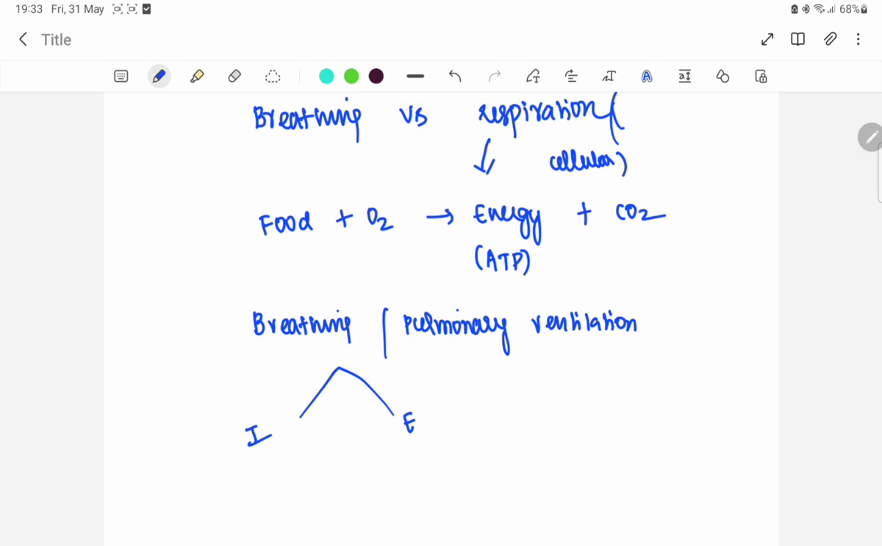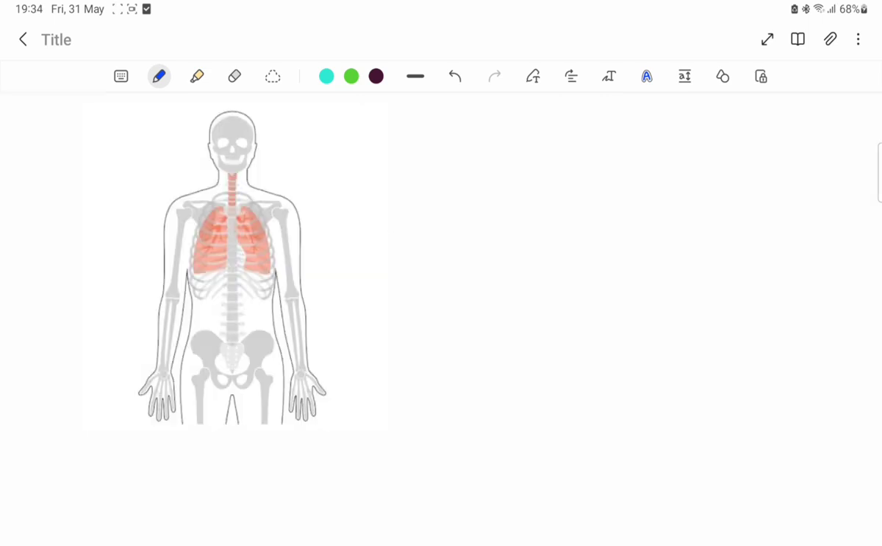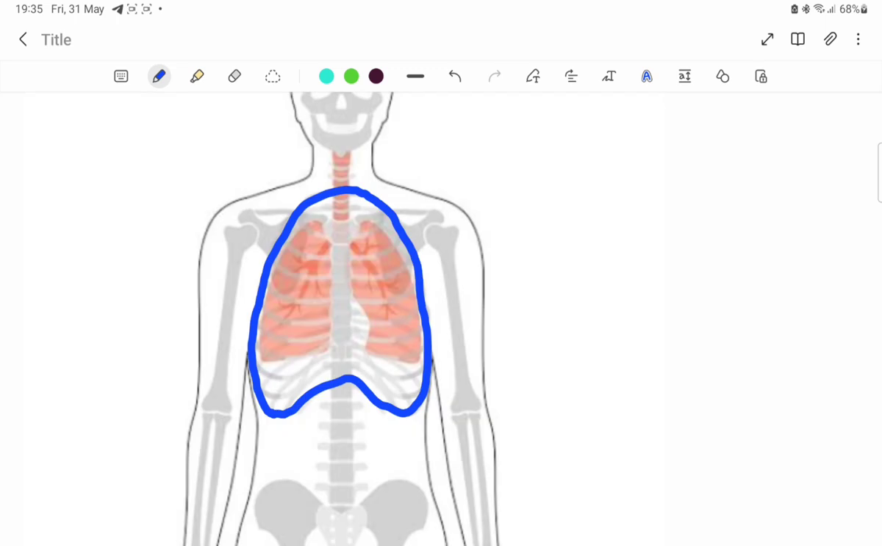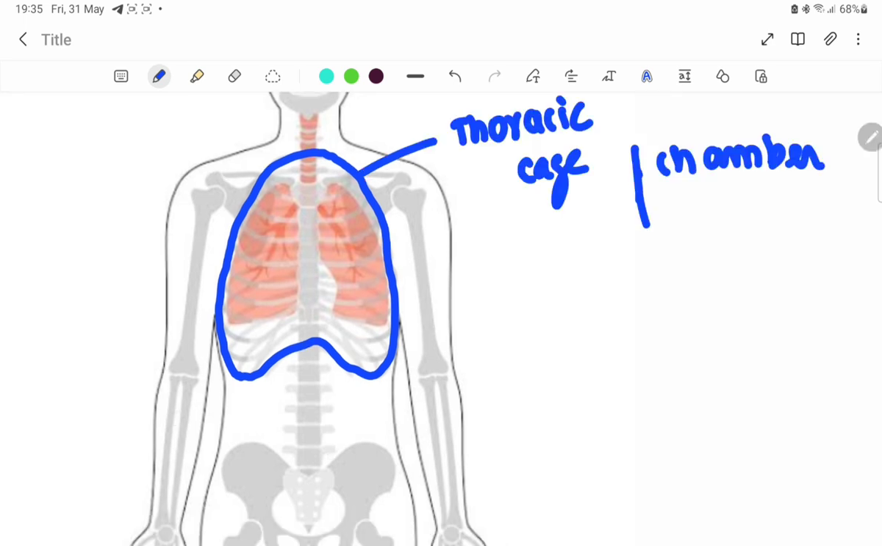Before we discuss the mechanism of breathing, we need to know what things are required for breathing. Before entering into the topic, we need to know some basic anatomy of the thoracic cage as well as the anatomical structures that help in breathing. So first we will see these topics. As we see in this diagram, the area inside this blue color border is called the thoracic cage, or we can call it the thoracic chamber.